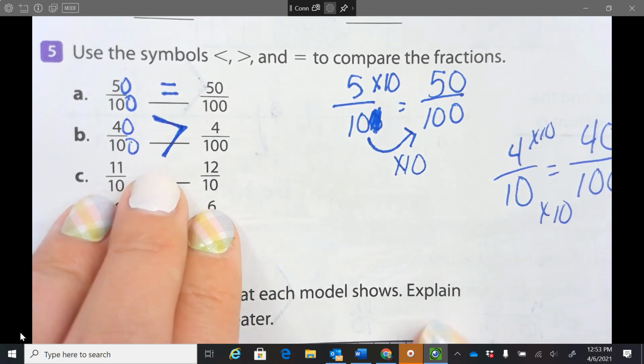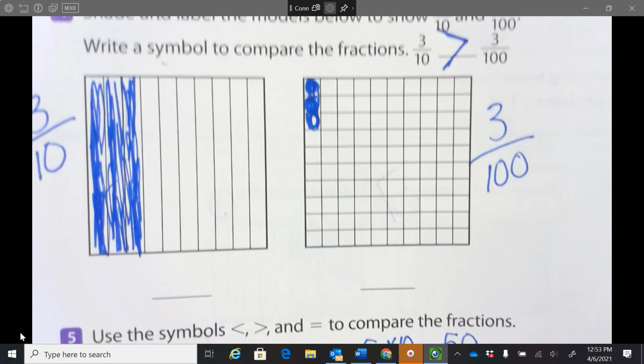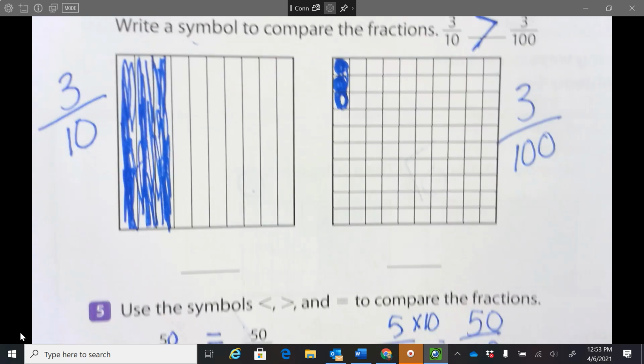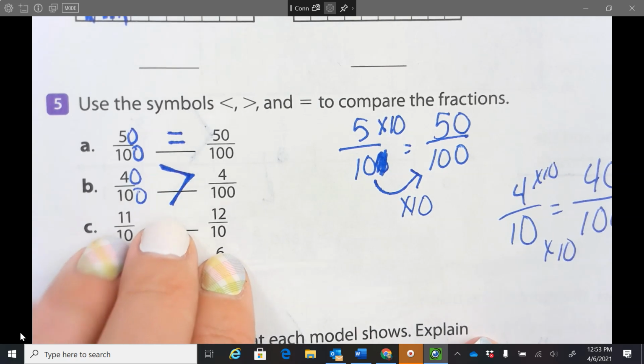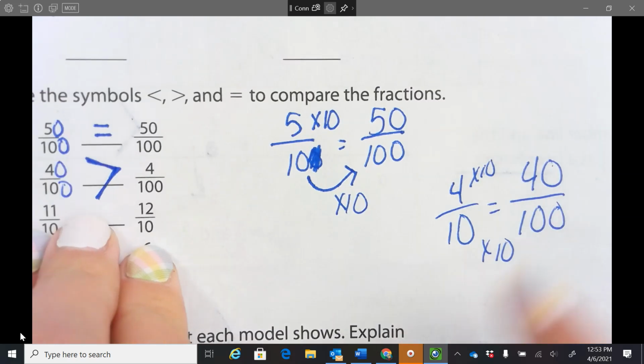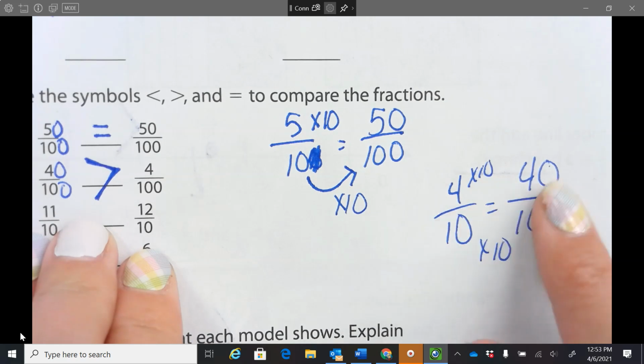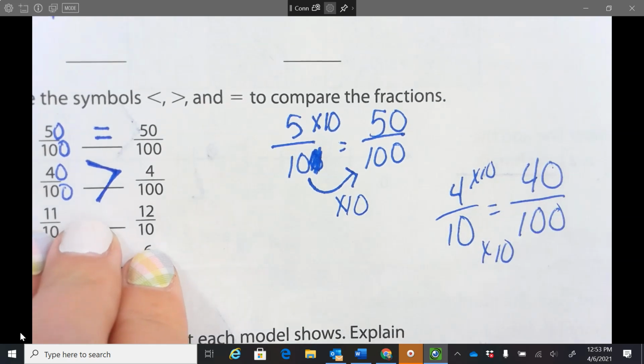Okay, so you can do that strategy too. So there's a few different strategies. You can look at the model to compare. You can use benchmark fractions to compare. Or, last but not least, you can make the equal fraction to compare.